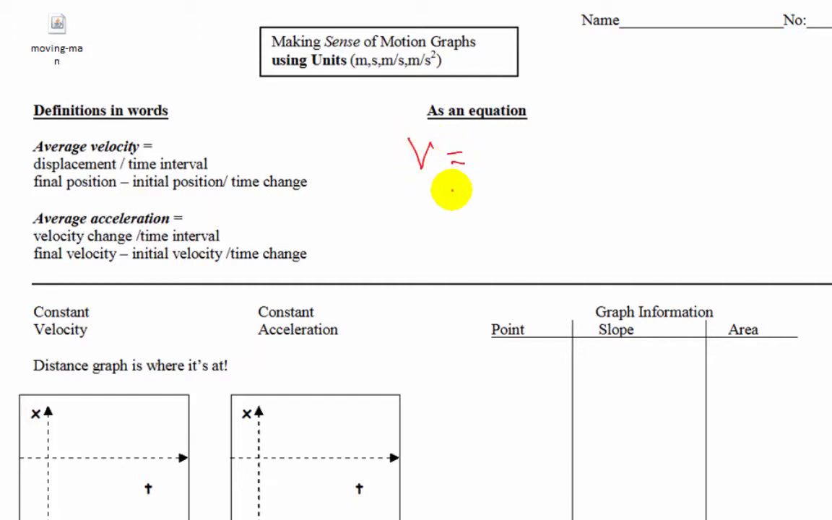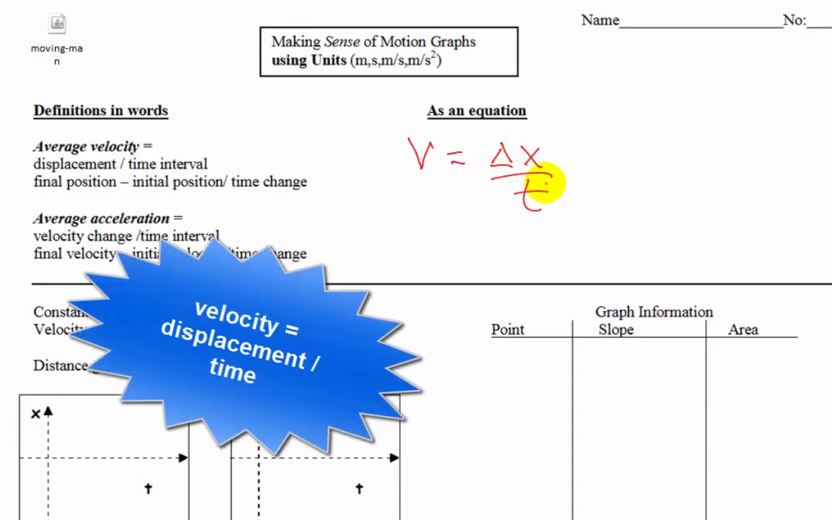Velocity is like speed, but it's speed with direction. So how do we say that? Is velocity distance over time? That's speed, right? So what do we call velocity? Velocity is our what? Our change in position, right? Our displacement over time. Our delta x over t.